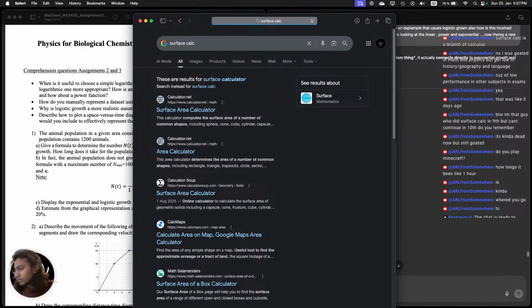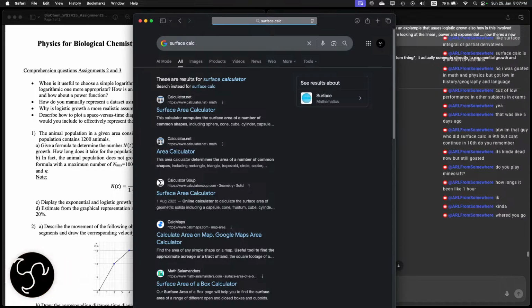What is this on my keyboard? Like surface integrals or partial derivatives. Okay, I think I've come across those types of integrals or derivatives when I was doing Gaussian surface stuff like that. I remember something.